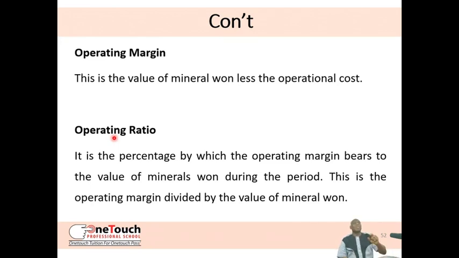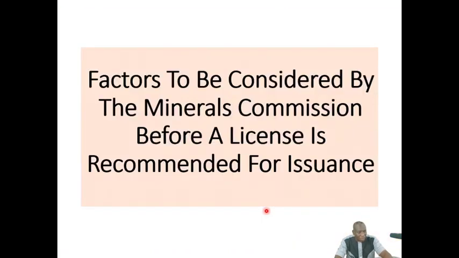In other words, the operating margin divided by the turnover times 100 is called the operating ratio. Ratio is expressing an item in the financial statement to another. So, in terms of mining the mineral operation, when you say operating ratio, you are expressing the operating margin to the value of the mineral won being the turnover, and that's called the operating ratio. So, it can be 10%, 50%, 20% of the value of mineral won. This is the operating margin divided by the value of what? Mineral won. Okay, so that's all.